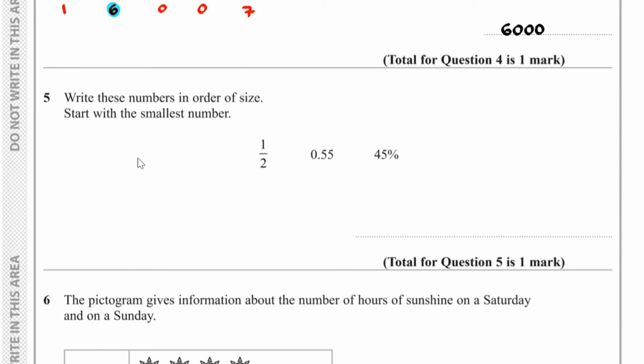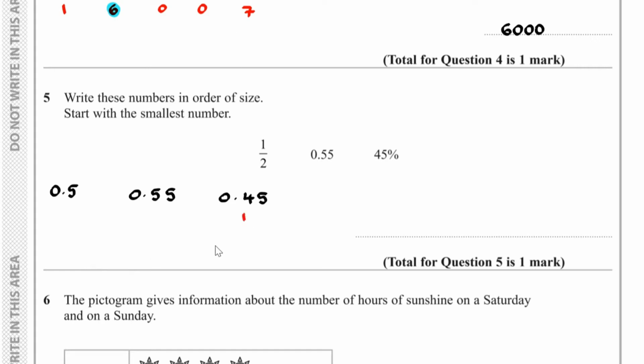Question number 5. We have to write these numbers in order of size. Start with the smallest number. What we can do is rewrite all the numbers as decimals. 1/2 is the same as 0.5. Then we've got 0.55. And then we've got 45%, which is 0.45. So which number is the smallest?